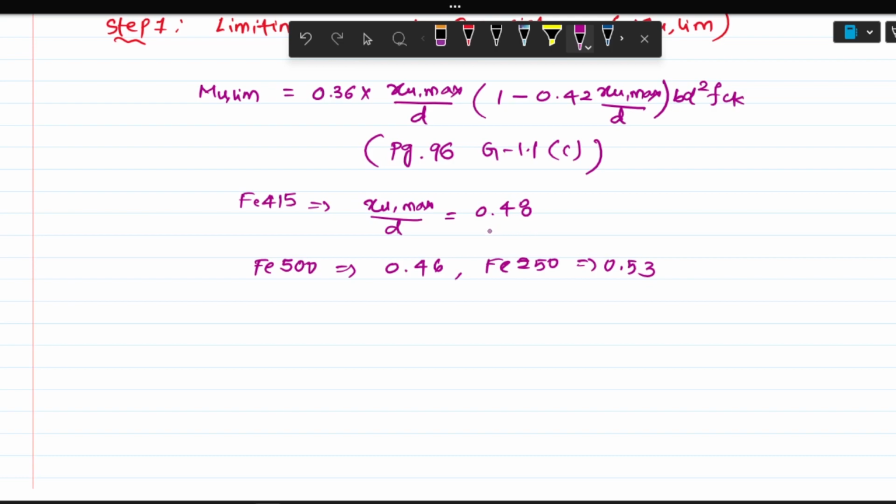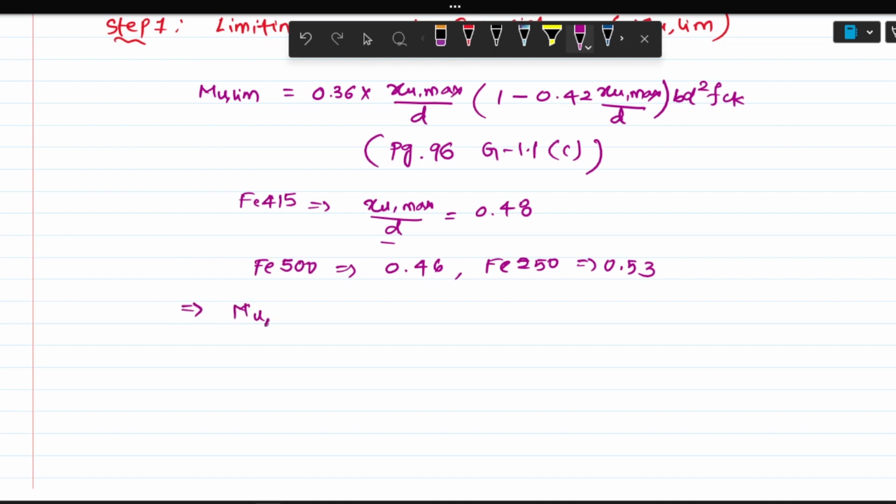If you substitute these XU max by D values in the limiting moment of resistance, you can get a simple equation. So let us substitute XU max by D as 0.48 in the limiting moment of resistance, and you can get the easy equation. I will write the reduced equation here directly.